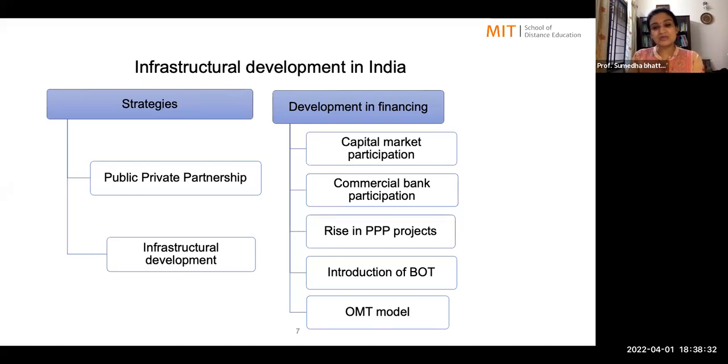Operate, Maintain, Transfer model is where the ownership is with the government. It is just on contract basis that it is given to the private sector, and then the ownership is again transferred to the government sector. So that is the OMT model.